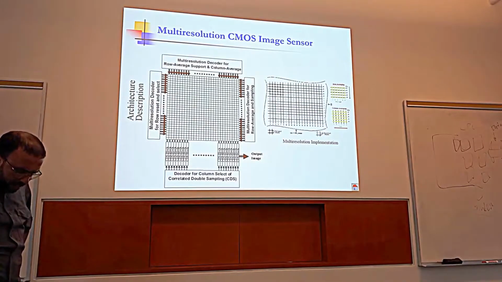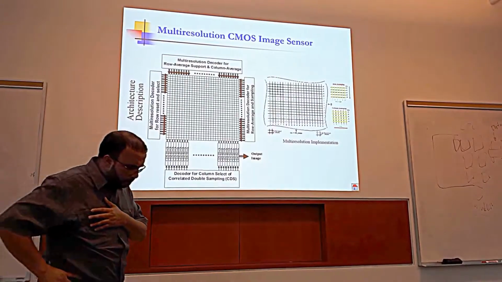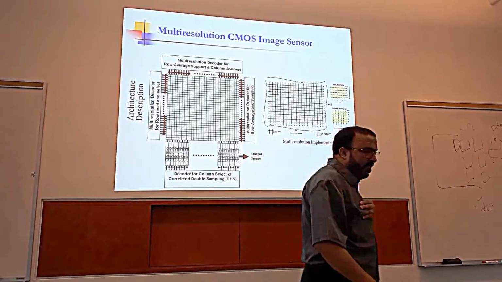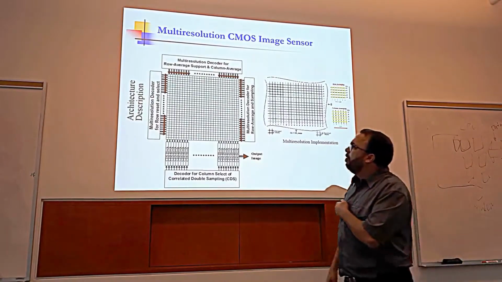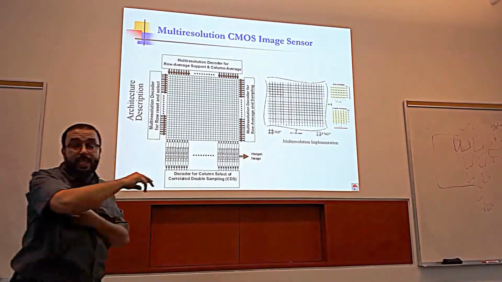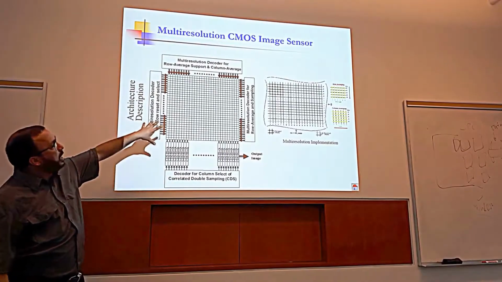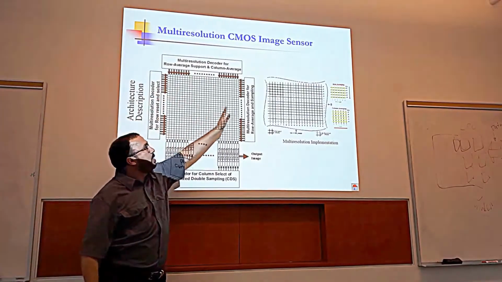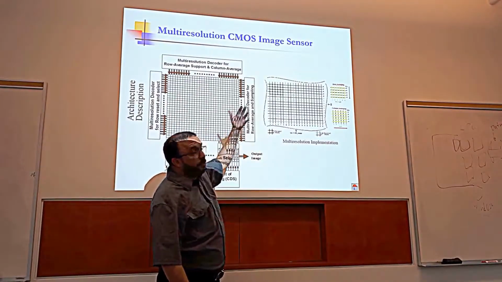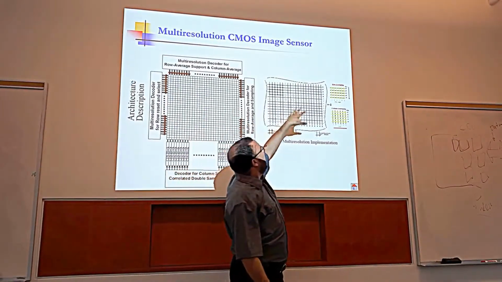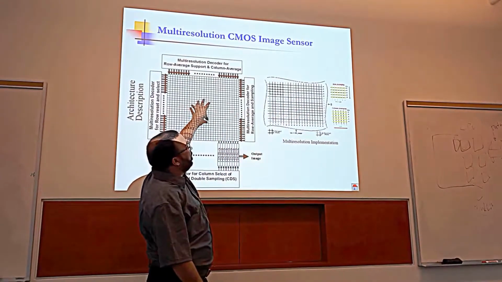A few years back, I found a patent, which I should have referenced here, by Micron, and they took the idea from one of the SPIE conferences and developed it further. The idea is the following. We have a matrix of pixels like that. If we are interested in a region, any region of interest, we keep it at the highest resolution, which is the resolution of the pixels.